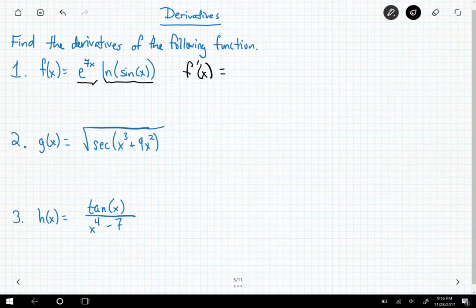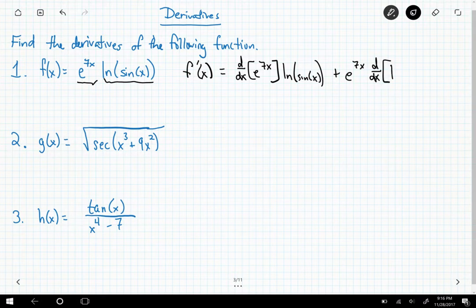And so our f prime of x is going to be the derivative of that first function, e to the 7x, times the natural log of sine of x, plus e to the 7x times the derivative of the natural log of sine of x. Now, derivative of e to the 7x is e to the 7x, and then we have to use a chain rule, so the derivative of that 7x, and then times natural log of sine of x.